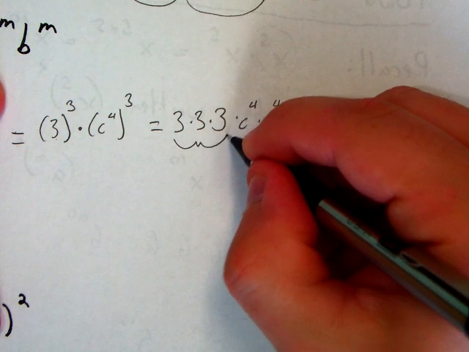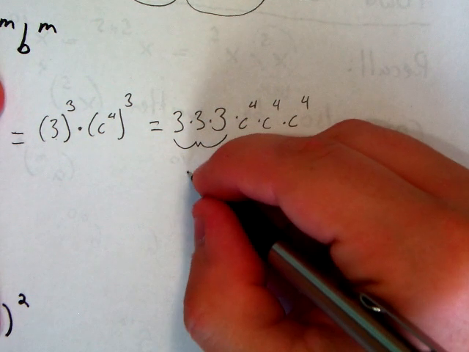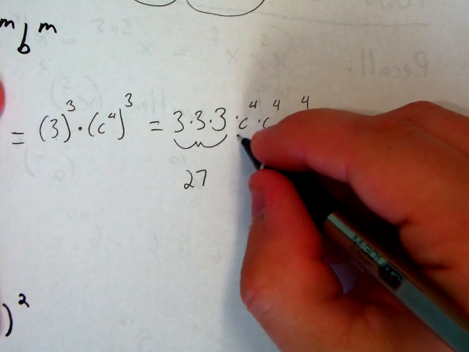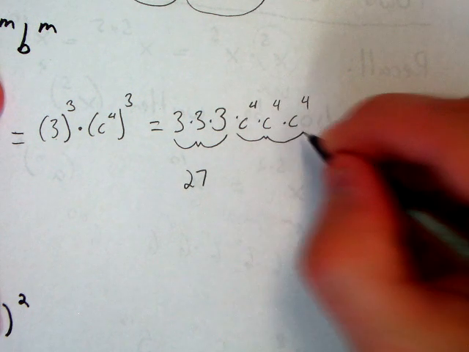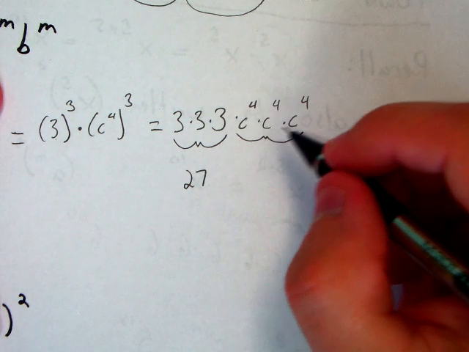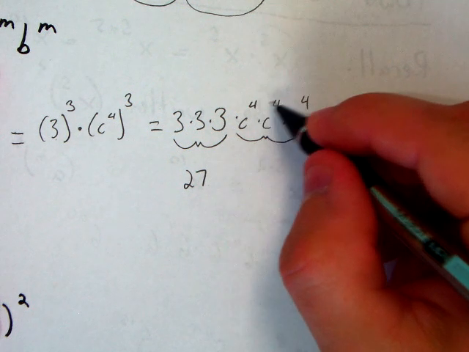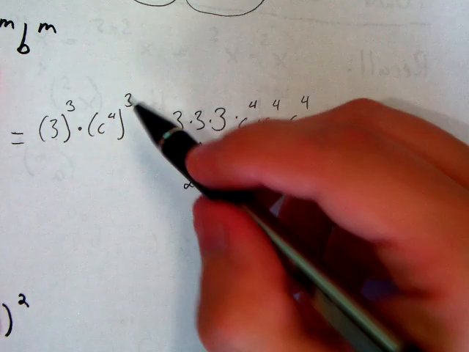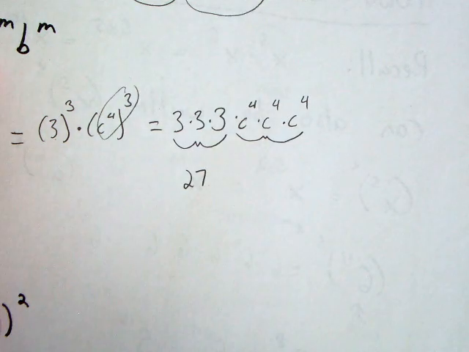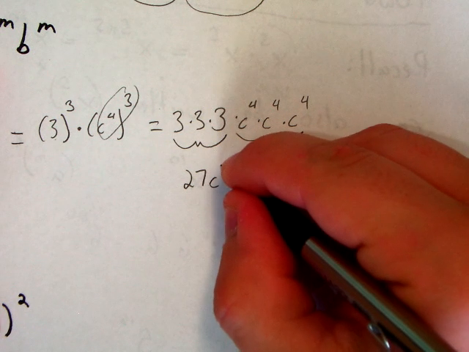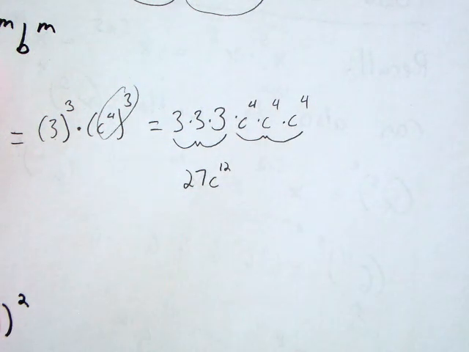This part here, 3 times 3 times 3 is 27. This part here, if we use product of a power, 4 plus 4 plus 4 is 12. If we use our power of a power, 4 times 3 is still 12, so it would be c to the 12th.